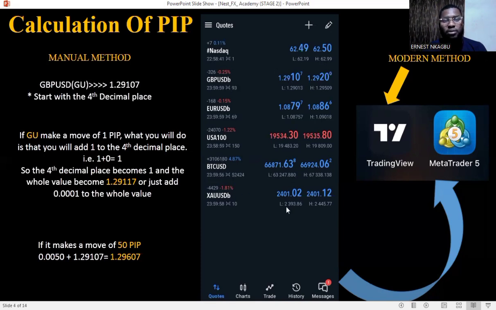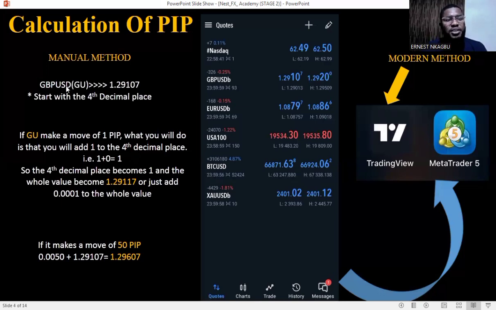And I also talked about this, and we're going to simplify these two things you are seeing in this our class. So we are going to simplify everything. So now, how can I calculate my pips? Let me use GBP USD as an example.